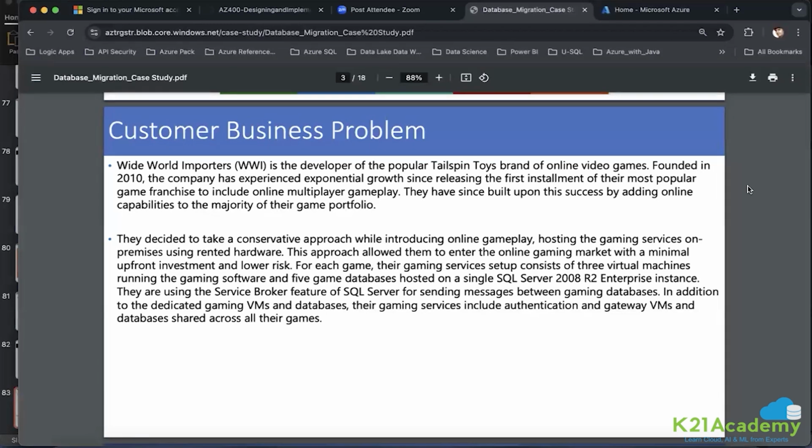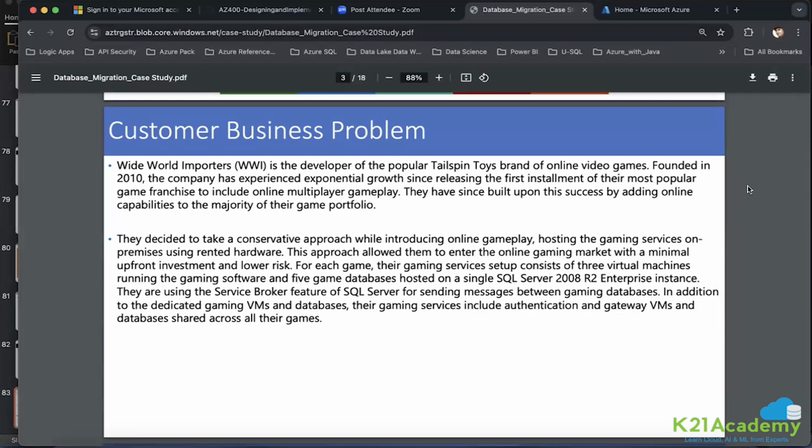Here is a scenario about WWI, Worldwide Importers. It's a gaming company, popular for the Tailspin Toys brand of online video games. This is a scenario created, inherited from one of the problem statements provided to customers. Founded in 2010, the company has experienced exponential growth since releasing the first installment of their most popular game franchise to include online multiplayer gameplay.